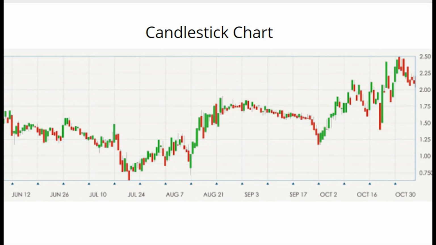Candlestick chart. Once you have mastered the line and bar chart, you can move on to the candlestick chart, which is similar to the bar chart. The vertical lines of both charts illustrate the trading period's price ranges, while the body of the candle uses different colors to represent the market changes at that time period.